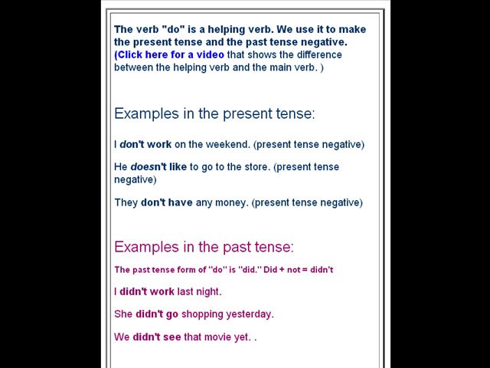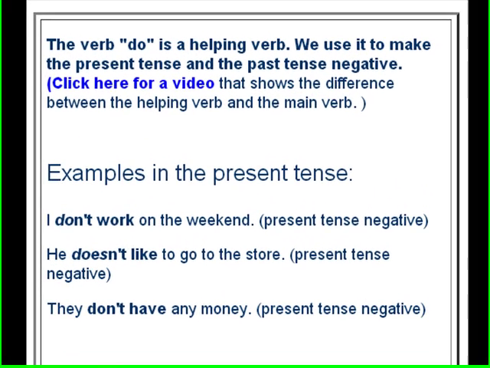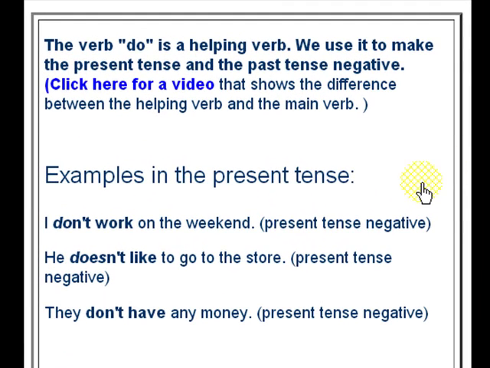The verb do is a helping verb, meaning it helps another verb. It tells something about the main verb you're using in the sentence. And do can also be the main verb. But these are examples of it used as a helping verb.